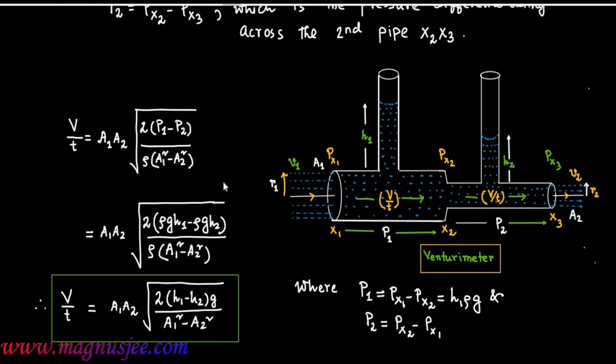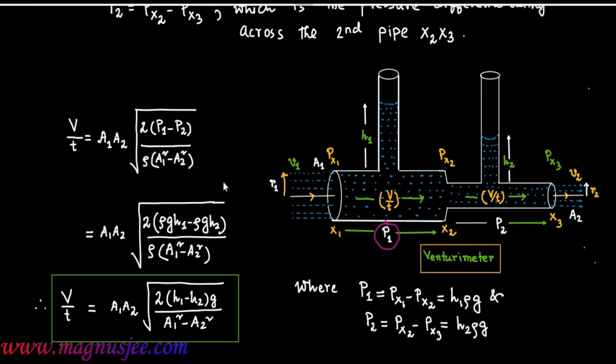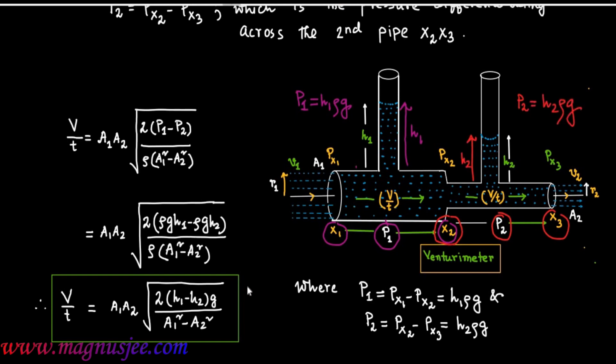P1 = ρgH1, P2 = ρgH2. P1 and P2 are the pressures acting across the first and second horizontal pipes. P1 is the pressure acting across the first pipe x1 x2, and due to this pressure difference P1, liquid rises up to height H1. Therefore, P1 = H1ρg. Similarly, P2 is the pressure difference acting across the pipe x2 x3, and due to the pressure difference P2, liquid rises up to the height H2. That's why P2 = H2ρg.